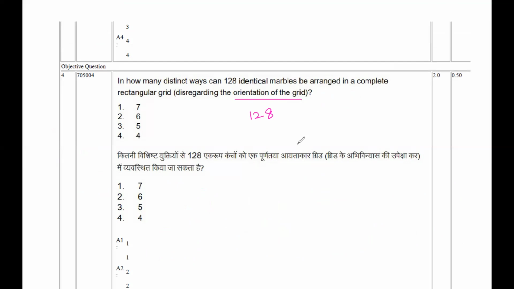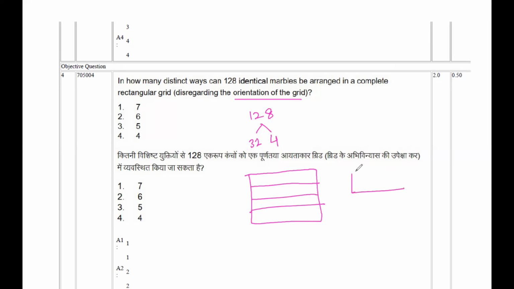Okay. So when you say disregard the orientation of the grid, they just simply mean that I can have 1, 2, 3, and 4. Yeah. So 128 by 2 is 64. 64 by 2 is 32. So 32 times 4 gives me 128. So this is one orientation.